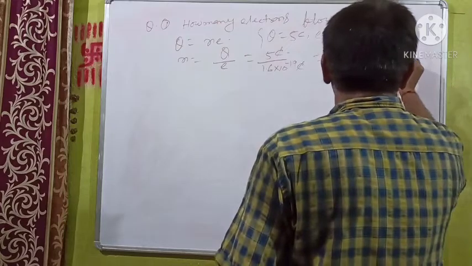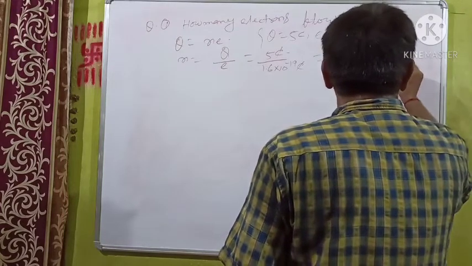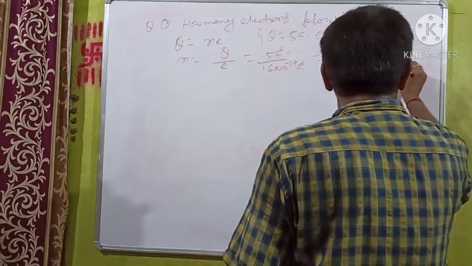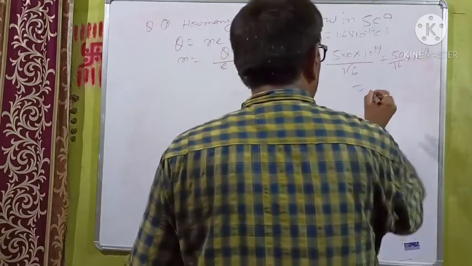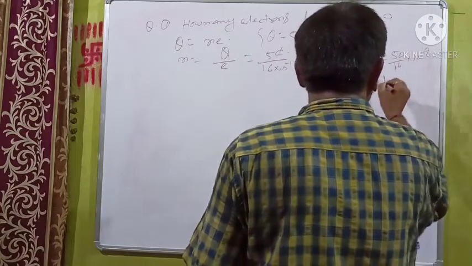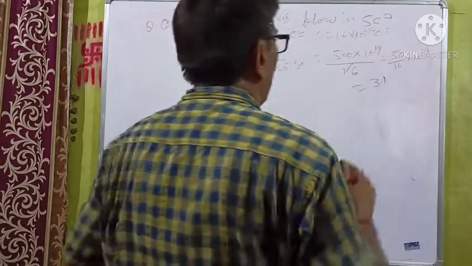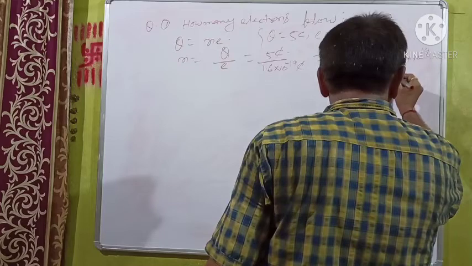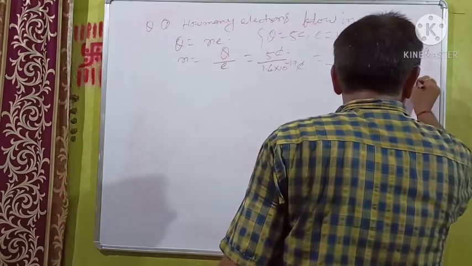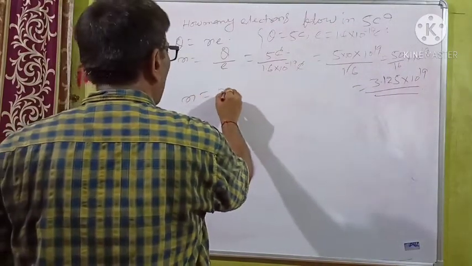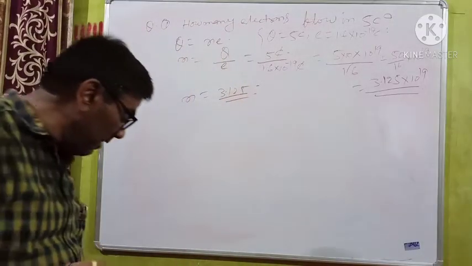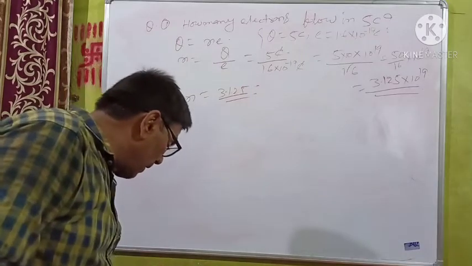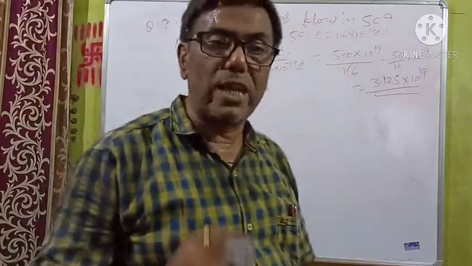Now here we get 50 by 16 into 10 power 19, which is equal to 3.125 into 10 power 19. So N is equal to 3.125 into 10 power 19. So we can find the value of it, and after that we shall discuss electric potential.